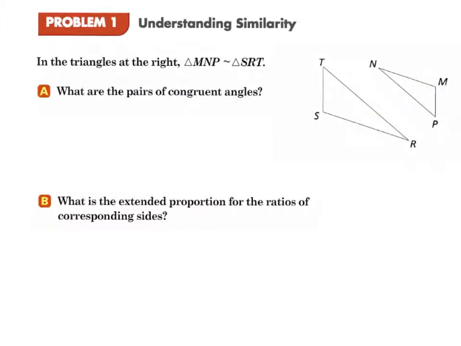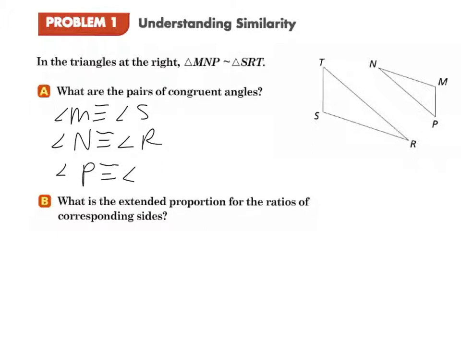Problem 1, understanding similarity. In the triangles at the right, triangle MNP is similar to triangle SRT. Part A, what are the pairs of congruent angles? So I'm going to write down that angle M is congruent to angle S. Angle N is congruent to angle R. And angle P is congruent to angle T.